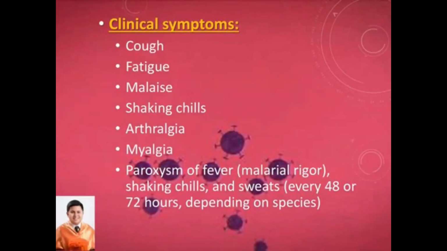Clinical symptoms of malaria include coughing, fatigue, malaise, shaking chills, arthralgia or joint pain, myalgia or muscle pain, and lastly, a paroxysmal fever characterized by shaking chills and sweats every 48 to 72 hours. Malaria signs and symptoms typically begin within a few weeks after being bitten by an infected mosquito. However, some types of malaria parasites can lie dormant in your body for up to 1 year.